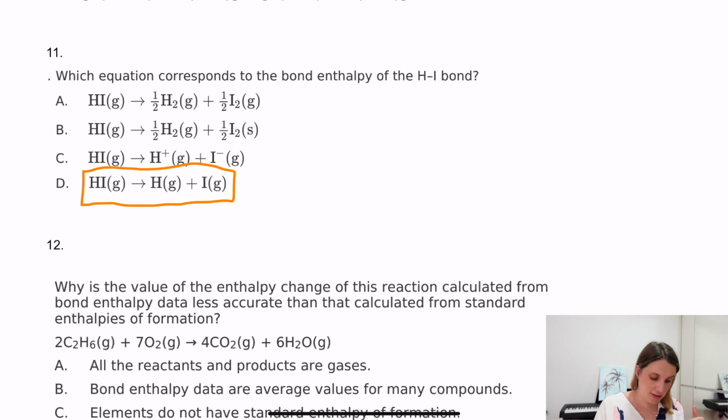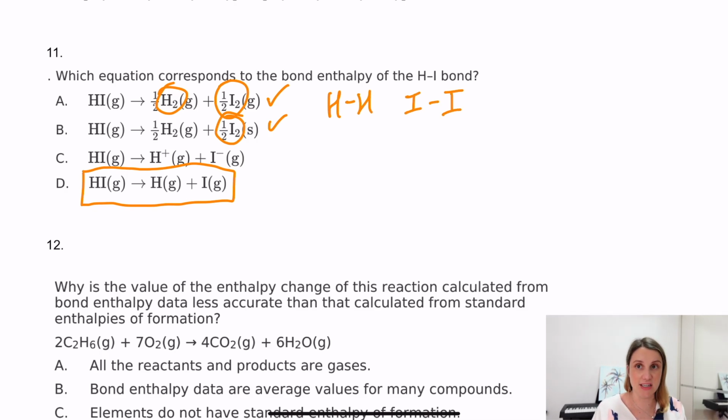So in these 2 cases at the top, you'd be reforming bonds because you'd have to reform the hydrogen or reform the iodine bond and take that into consideration. Bond enthalpy is just about the breaking. If I just break it into the 2 pieces, what does it look like overall?